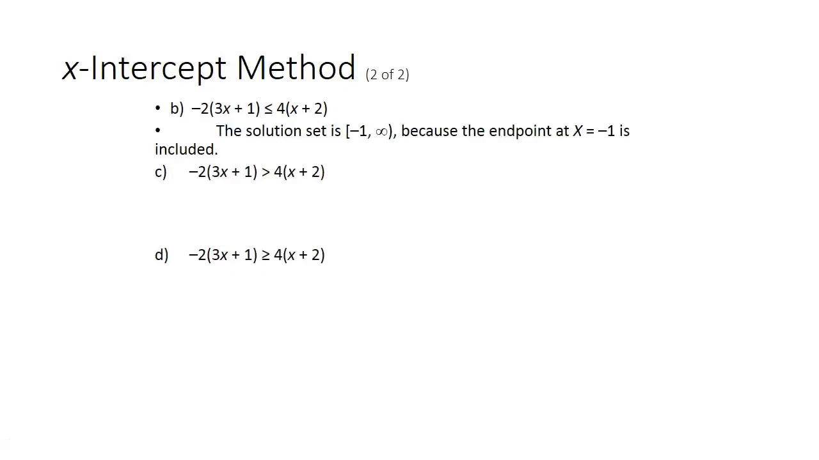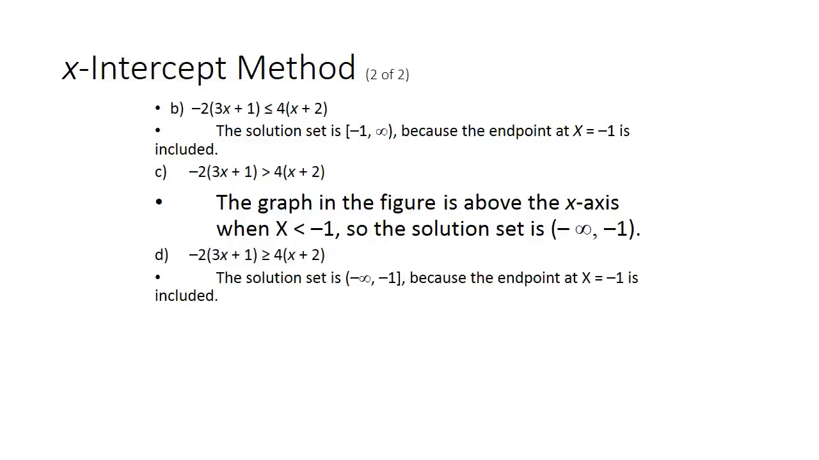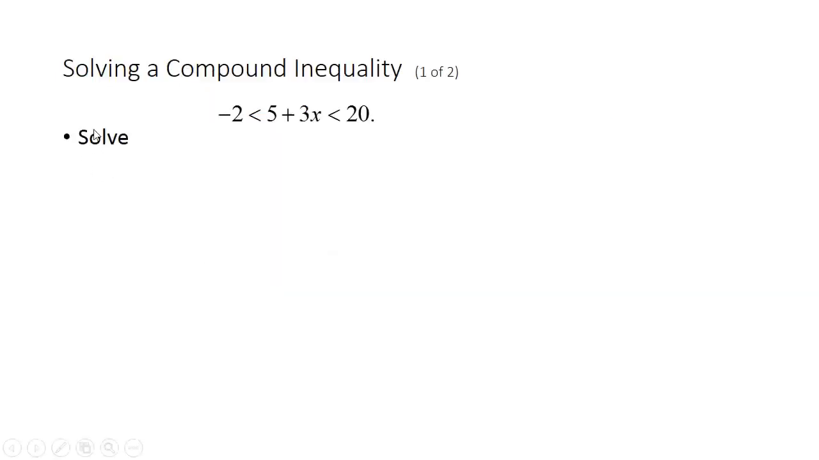So the first one would be all the numbers from negative 1 to infinity. And the second one would be all the numbers from negative infinity to negative 1. And the last one would be negative infinity to negative 1. We're going to look at more examples like that.